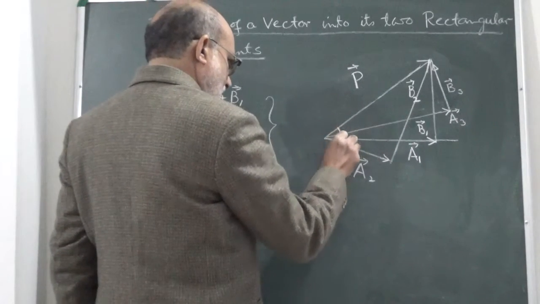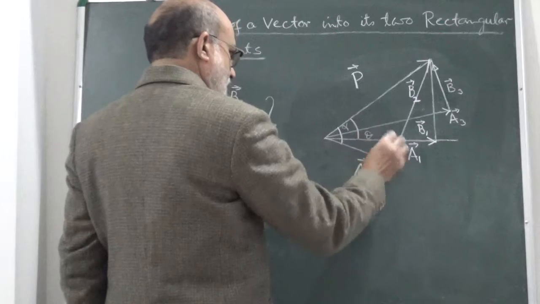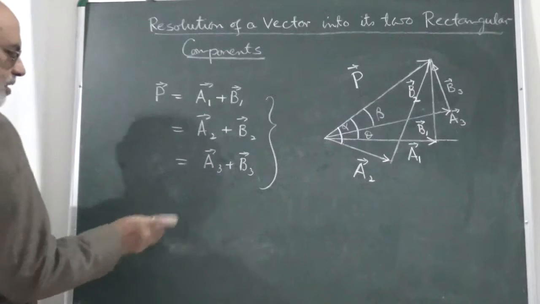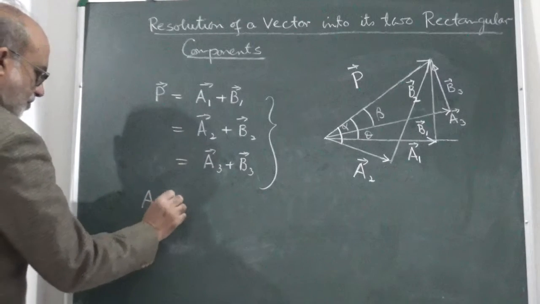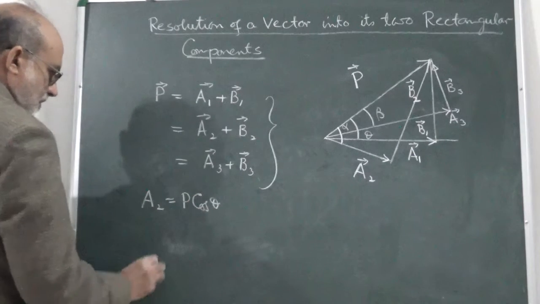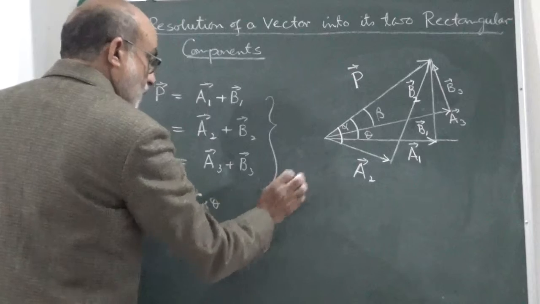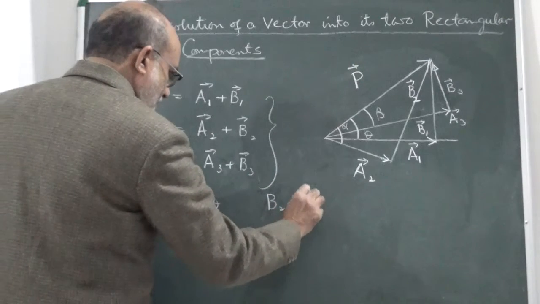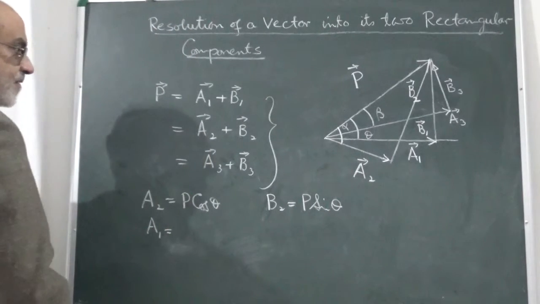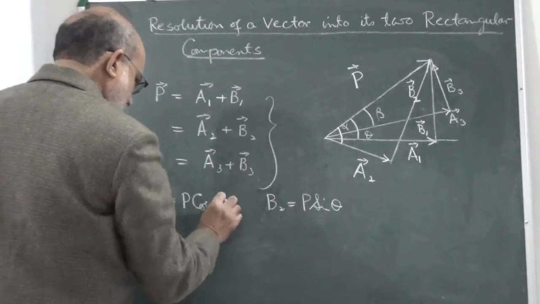So suppose this makes an angle of alpha, and this makes an angle of theta, and this makes an angle of beta. So A2 will be equal to P cos theta, and B2 will be P sin theta. Now A1 is equal to, this is A1, this is angle, this is alpha.